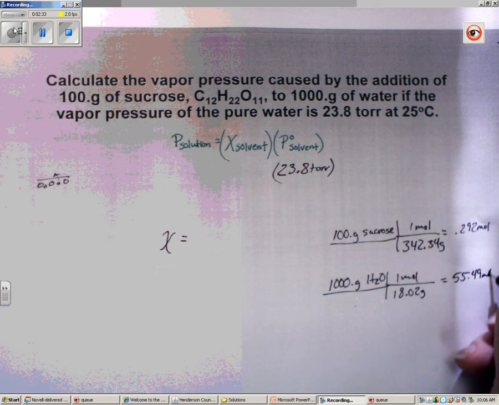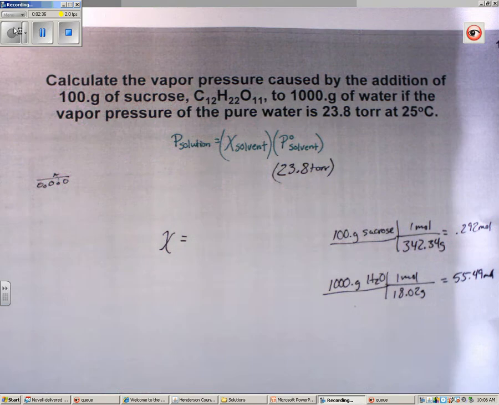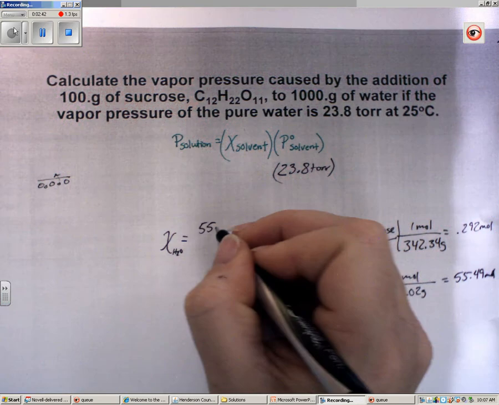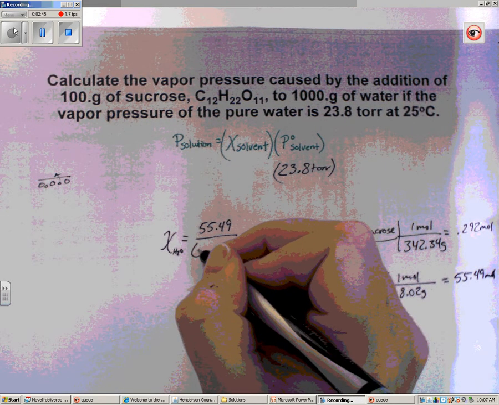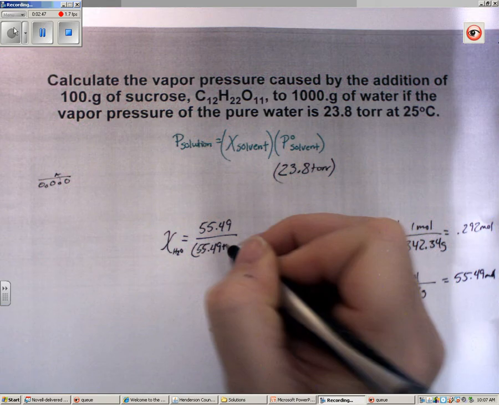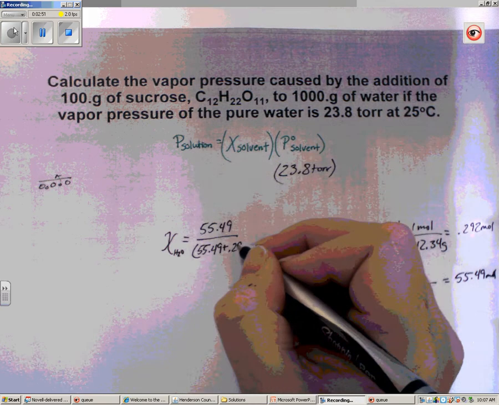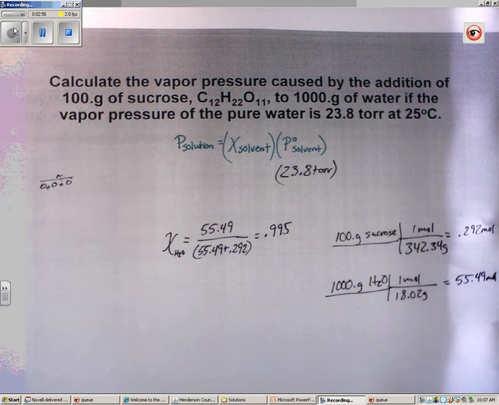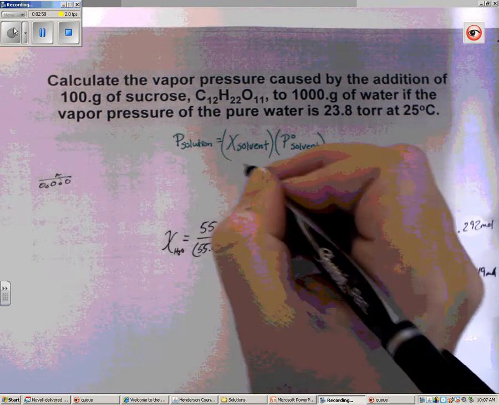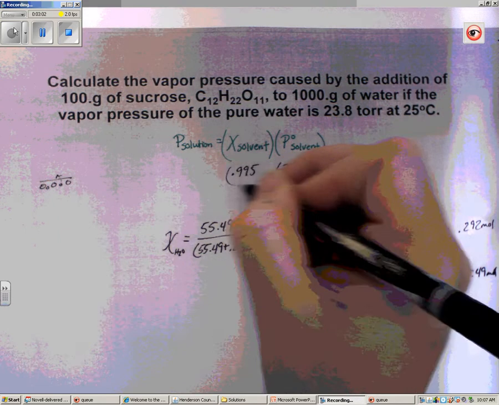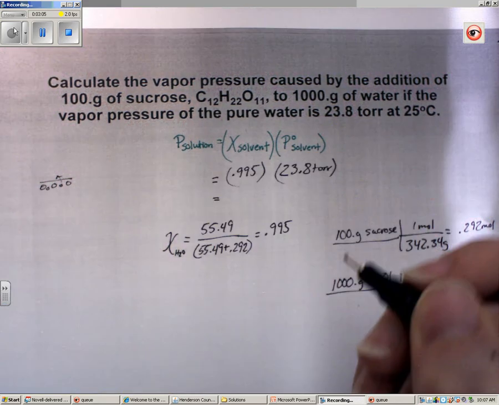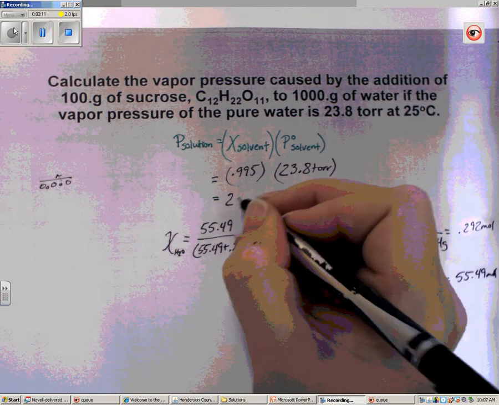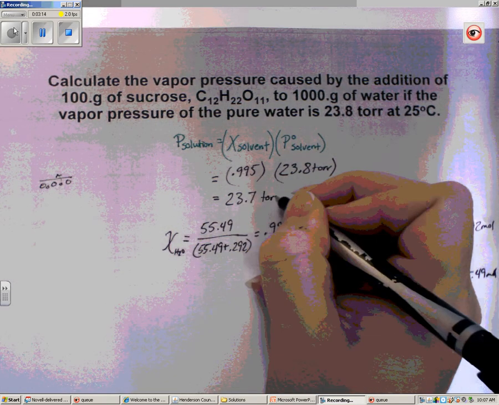so 55.49 moles of water. So mole fraction of the solvent, so our water, is going to be the moles of water, 55.49, over the total moles, which is 55.49 plus the 0.292. Plug that into your calculator and you get 0.995 as my mole fraction. It doesn't have units. We'll plug that in here, 0.995. And we get that the vapor pressure of the solvent above the solution is 23.7 torr. So it didn't change it too much, just a little bit.